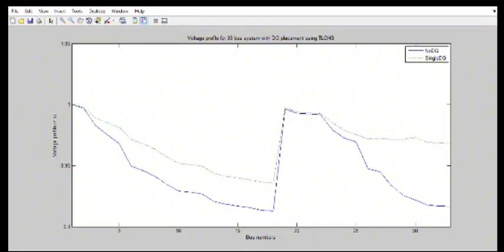The blue line indicates the voltage profile value before placement of DG, and the dotted green line indicates the voltage profile value after placement of DG. As our aim is to place a single DG, and we consider that there is more reduction in voltage profile near bus 33, we are placing the DG near bus 33.